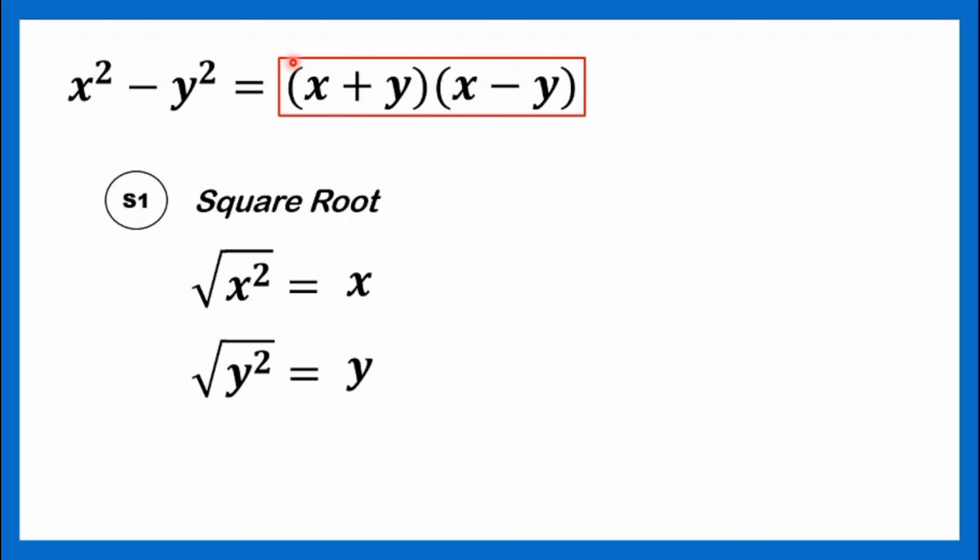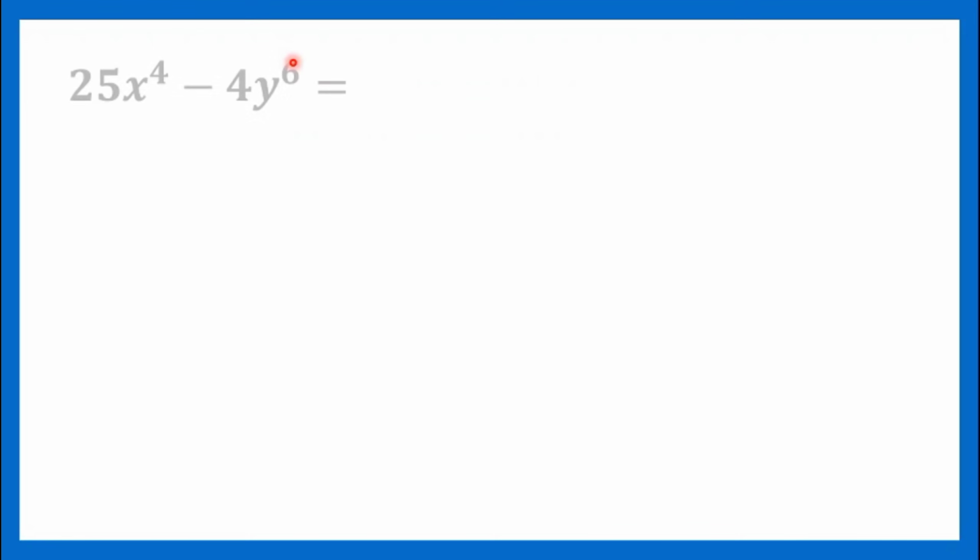Ayan. So, let's have another example. 25x raised to 4 minus 4y raised to 6. Now, we have to check first our 3 conditions bago ka mag-proceed sa difference of two squares. Unang-una, ask yourself, dalawang terms ba to? First term, second term. So, check ang first condition. Second condition, minus ba ang operation? Yes. So, check din. Third condition, perfect square ba ang numbers sa ang variables na present?